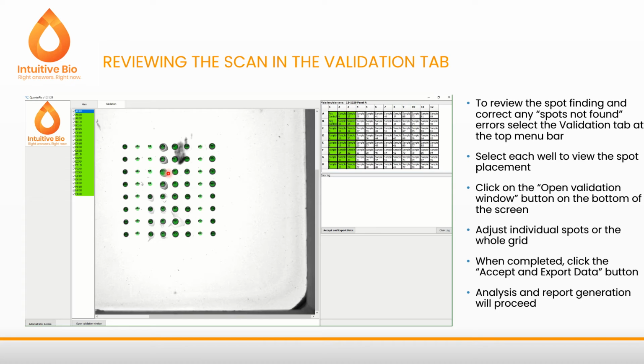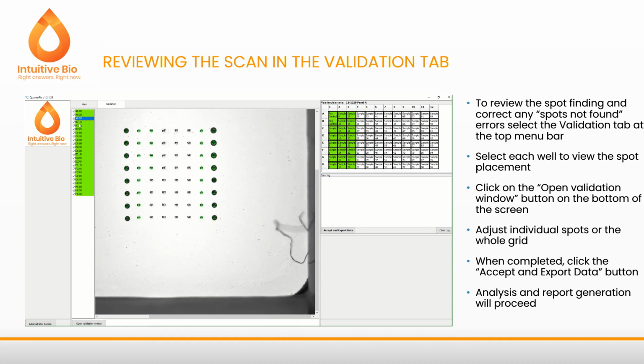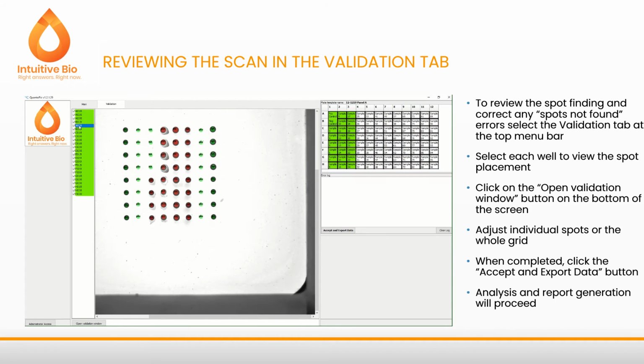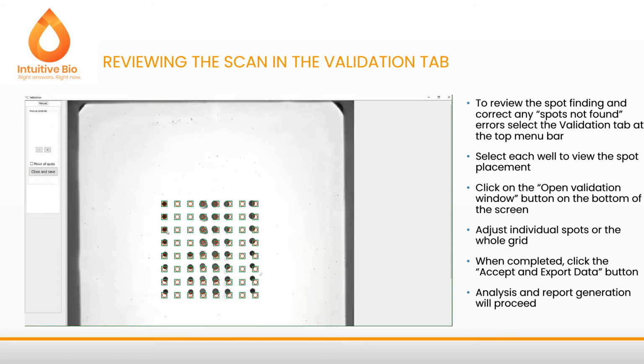You'll click on the well that you'd like to view and you can observe the spot placement in each well. If you need to adjust the grid or a particular spot, click on the Open Validation window. You can then move all the spots or move individual spots to perform better spot finding. This can happen if there is a defect or scratch in the well or a piece of dust or something like this. When you're completed and you're happy with the way the spots are aligned, click Accept and Export Data in the next window.